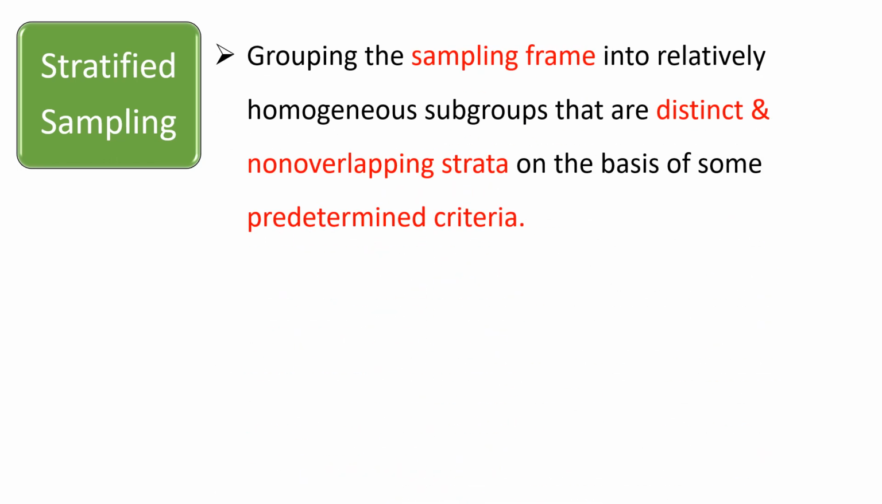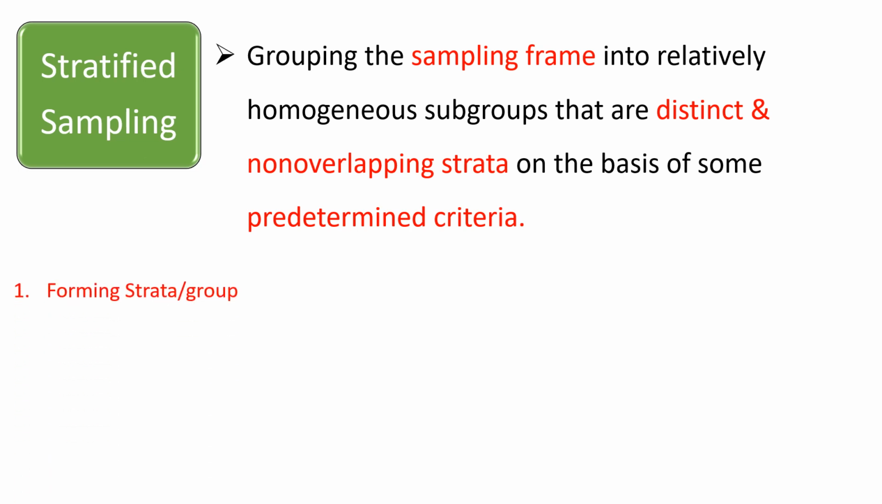Proceeding to the third type of probability sampling, that is stratified sampling. As the name indicates, in this type of sampling we group the sampling frame into relatively homogeneous subgroups. The assumption in stratified sampling is that the population is heterogeneous. So we have to form strata based on predetermined criteria. The strata should be distinct and non-overlapping.